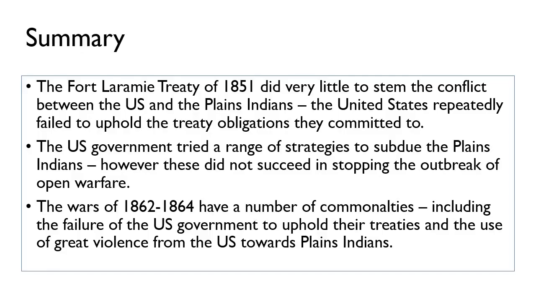As we see, the Fort Laramie Treaty did very little to stem the conflict between the US and the Plains Indians. The United States repeatedly failed to uphold the treaty obligations they committed to. The US government tried a range of strategies to subdue the Plains Indians, but these did not succeed in stopping the outbreak of open warfare. And the wars of this period have a number of commonalities, including the failure of the US government to uphold their treaties and the use of considerable brutality from the US towards those Plains Indians tribes.